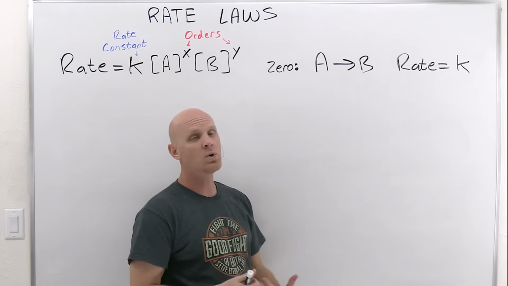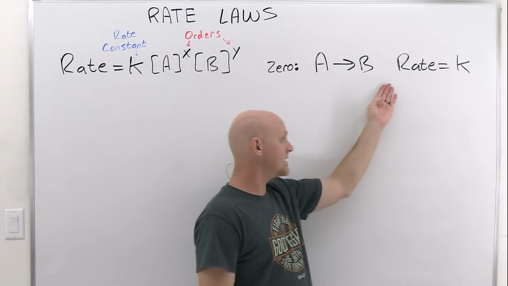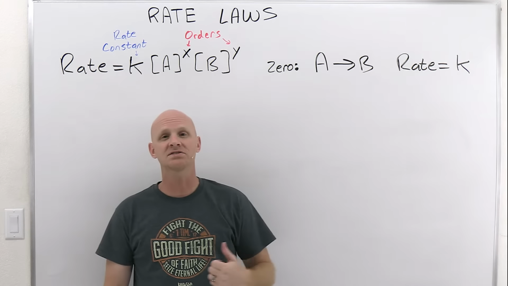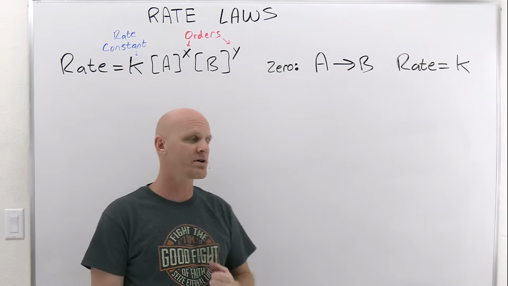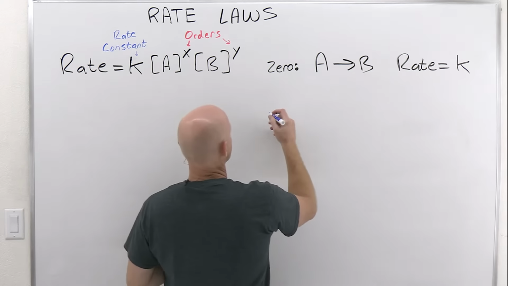You want to put in 1 molar A, the rate equals K. You want to put in 10 molar A, the rate equals K. And so the rate is not affected by a 0 order reactant. All right, next we're going to take a look at a first order reactant.